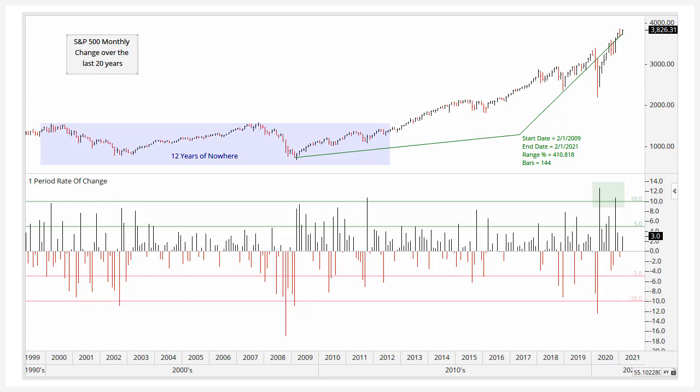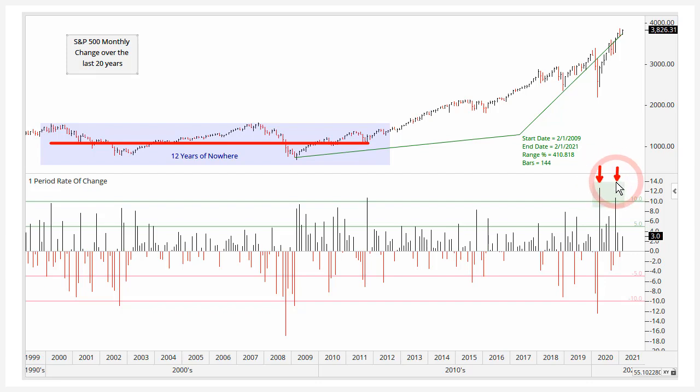So here's a monthly chart of the S&P 500 going back 20 years. And you can see basically a lost decade there when we went sideways after the dot-com bubble burst. And then we had the big breakout and we had the monster bull run into the highs in 2020 and now 2021. So we're up like 400% from these March 2009 lows. And along the way, you can see there are some big declines.